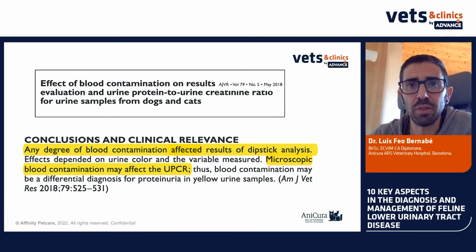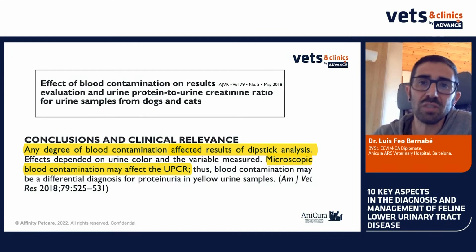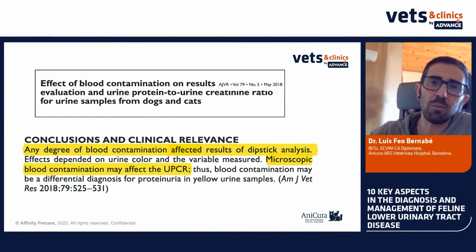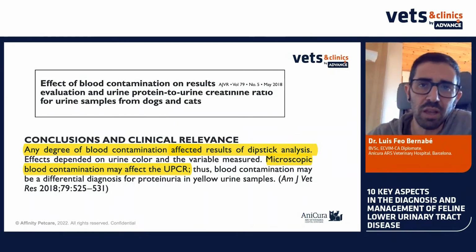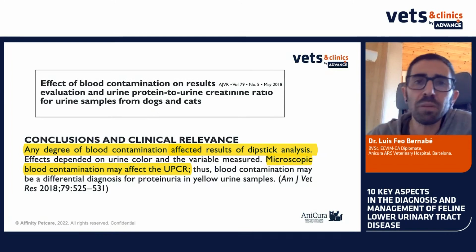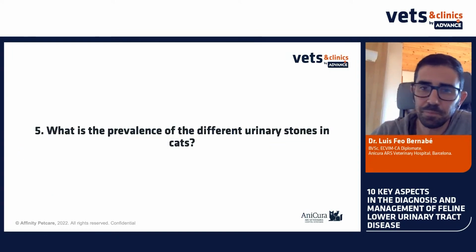Also, an important thing about the hematuria is that this hematuria in these dogs and cats can affect your UPC ratio, your protein in the urine. So if you have a lot of blood, a marked hematuria, and a high UPC ratio, my recommendation is to recheck this UPC ratio after you have resolved the hematuria, because probably your UPC will decrease.